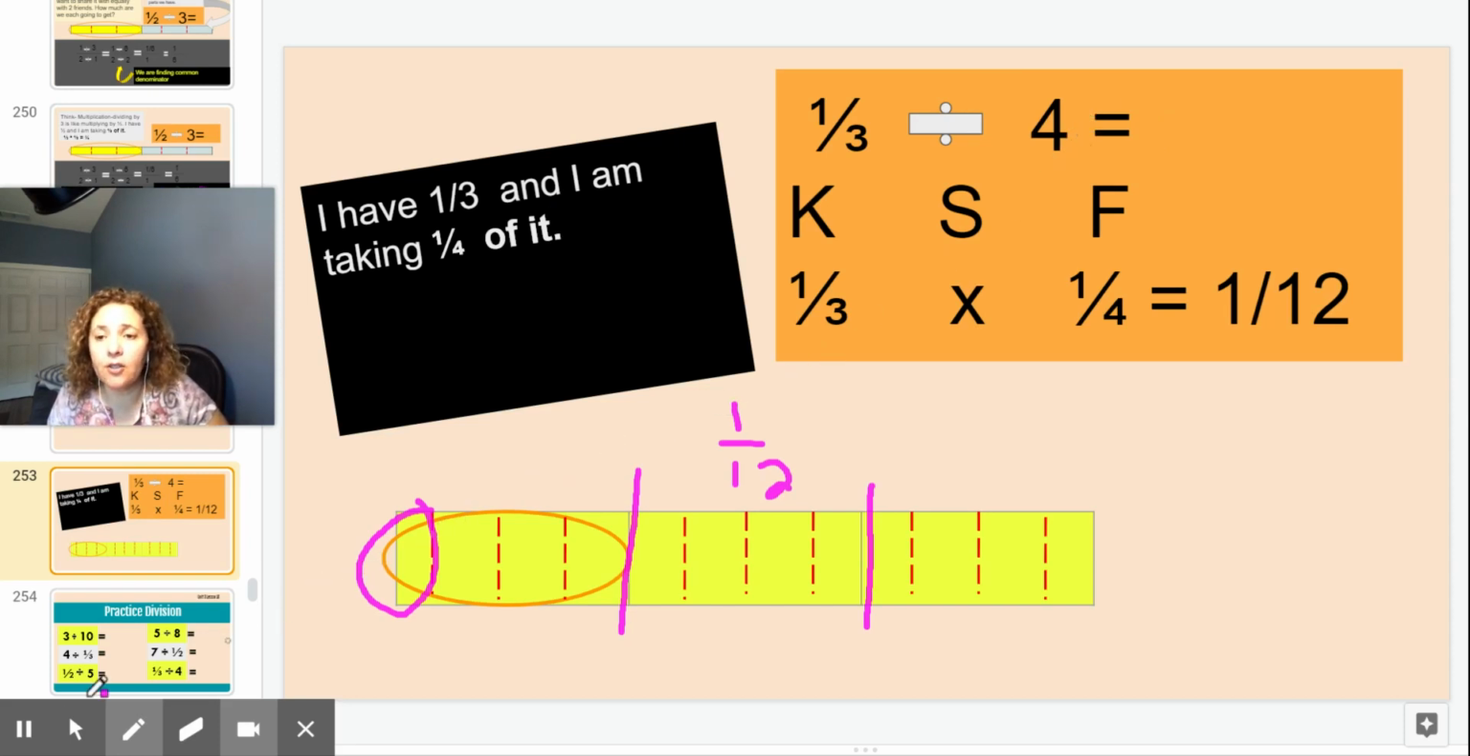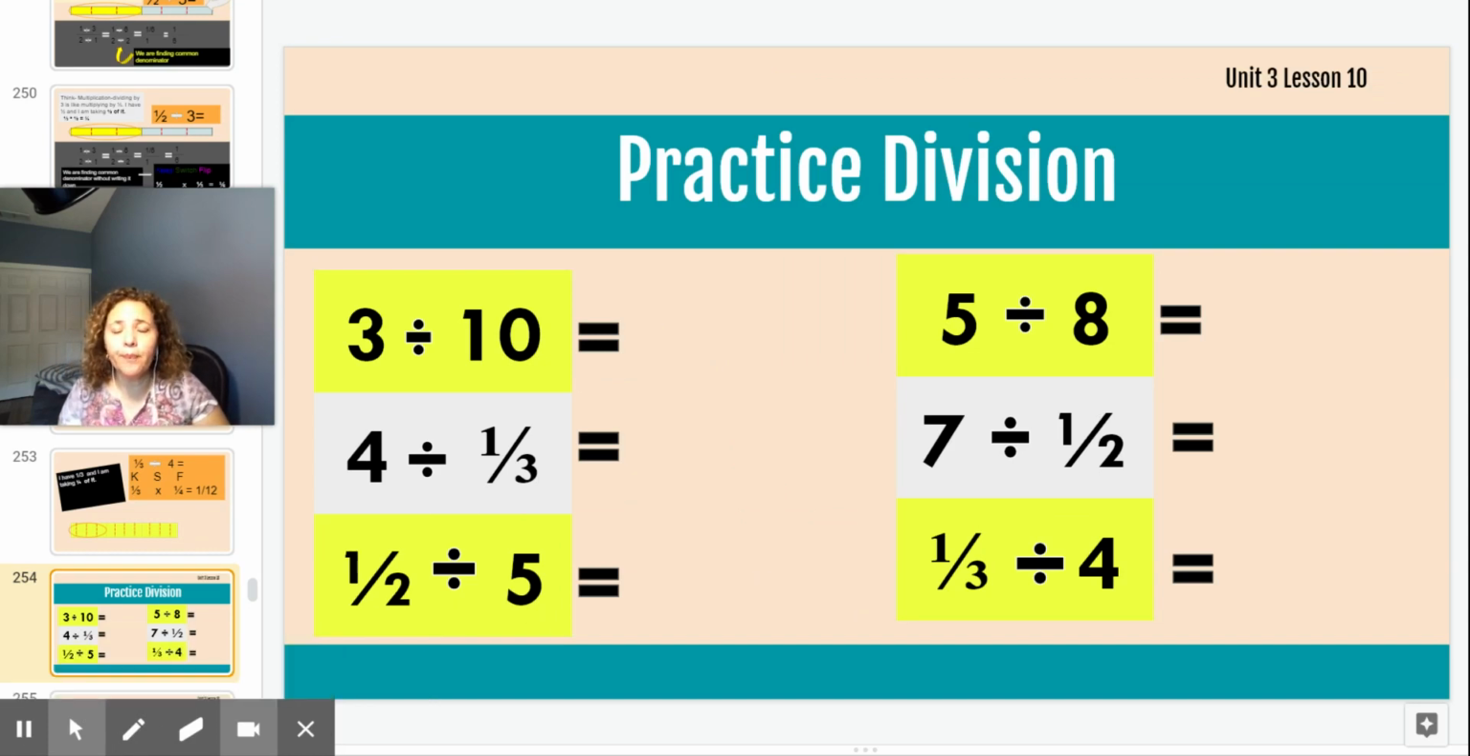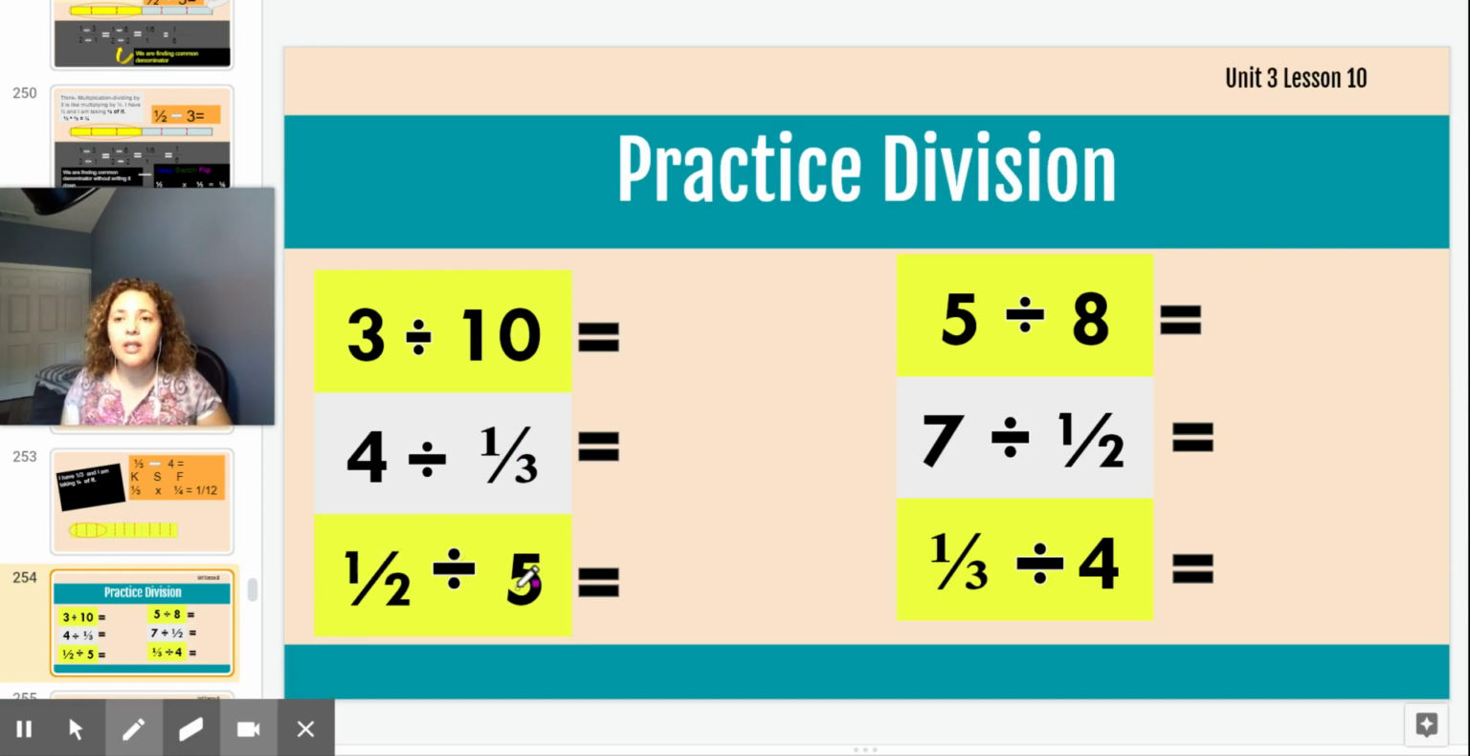So let's try some more. Okay, so you're going to practice some more. Write these down in your math notebook. Now notice these are a mixture of everything that we learned. A whole divided by a whole when your whole is a smaller number. A whole divided by a fraction. A fraction divided by a whole. Keep, switch, flip. Keep, switch, flip, right? Keep, switch, flip. We'll work on all of these. So go ahead and pause the video and do these and then come back to me.